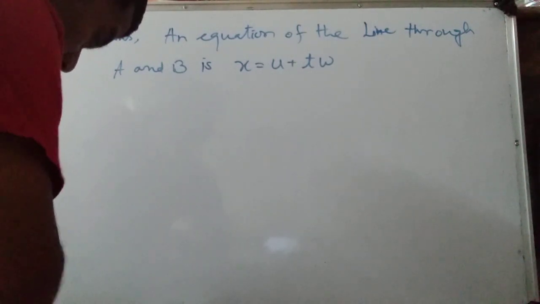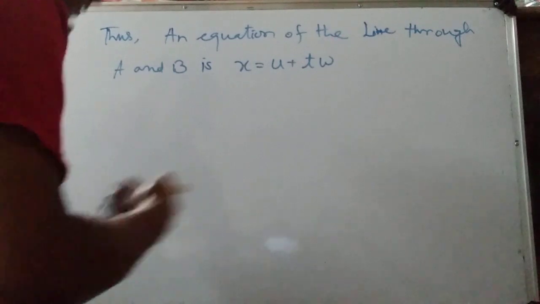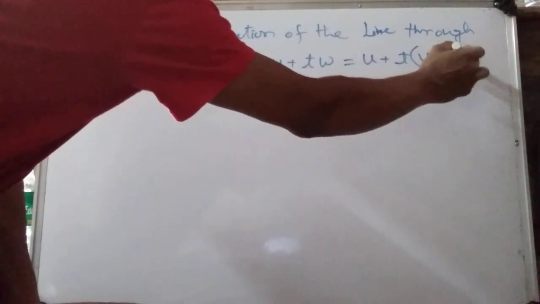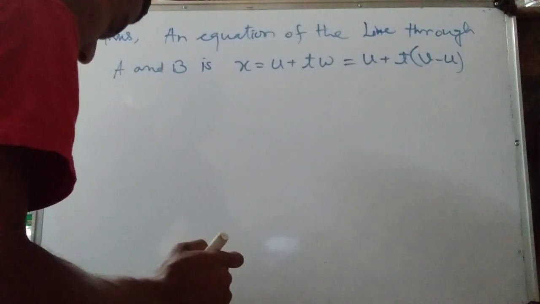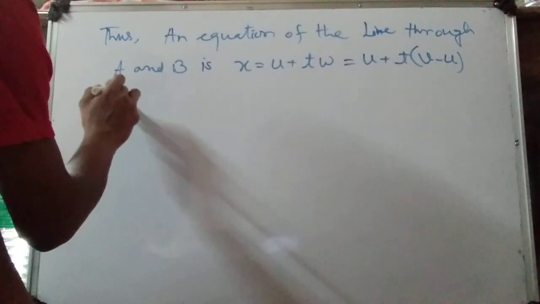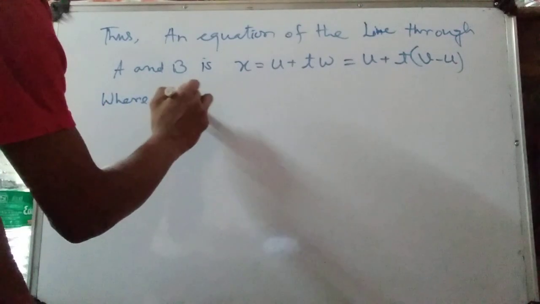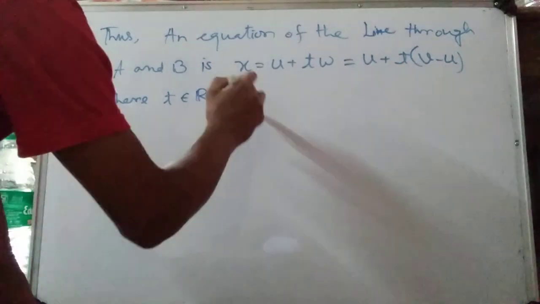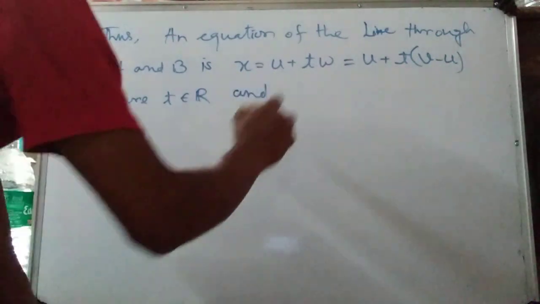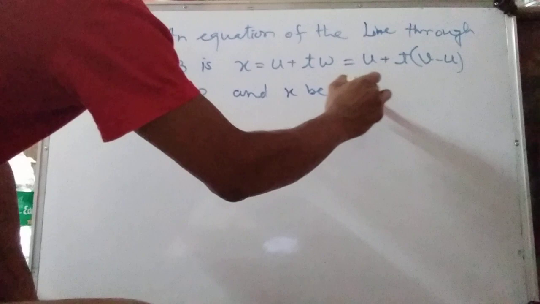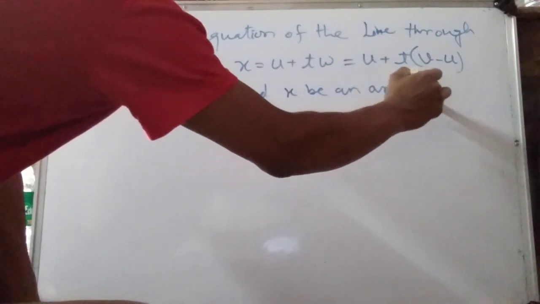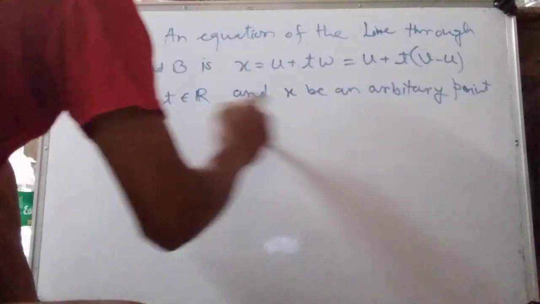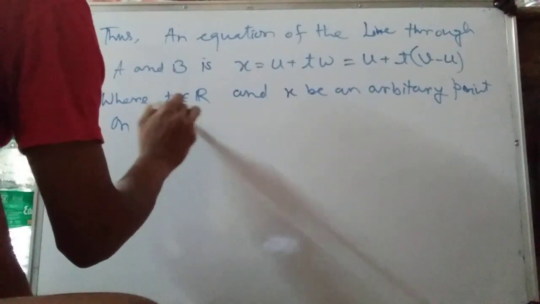Then this one is what? That means what we write? x equals u plus t(v minus u), where t is a real number, t belongs to R, and x is an arbitrary point on the line.